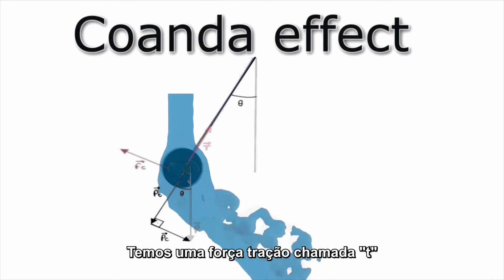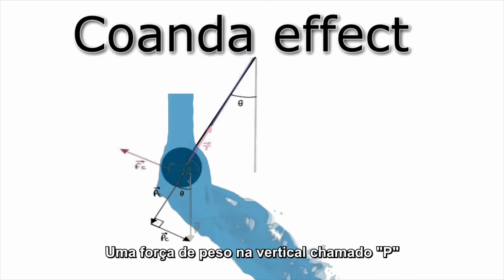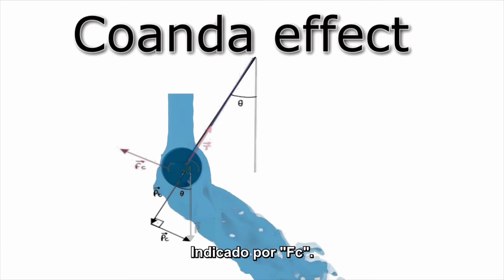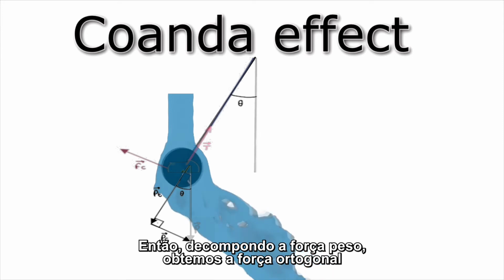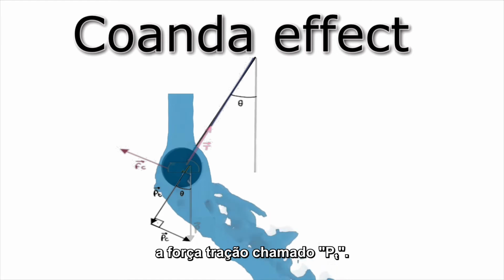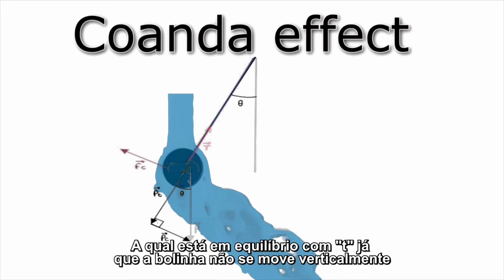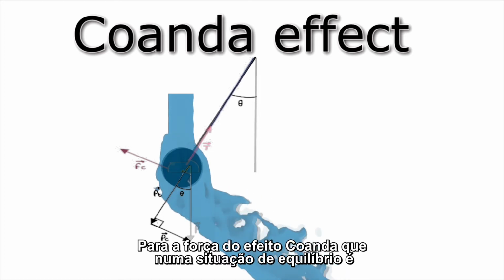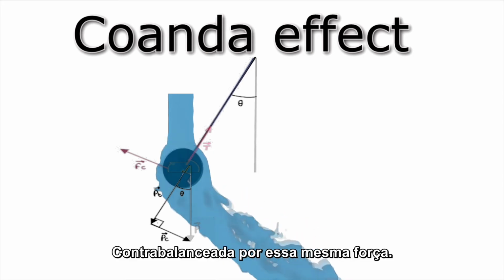Also, here's why the ball stays inside the flux. We have a traction force called T, a vertical weight force called P, and the force caused by the Coandă effect, denoted by Fc. So, decomposing the weight force, we obtain a component along the traction direction called Pt, which is in equilibrium with T, since the ball does not move vertically. In addition, we have the Px component, which is nothing more than a force orthogonal to the traction force, in the direction of the Coandă effect force, that in equilibrium is counterbalanced by Fc.